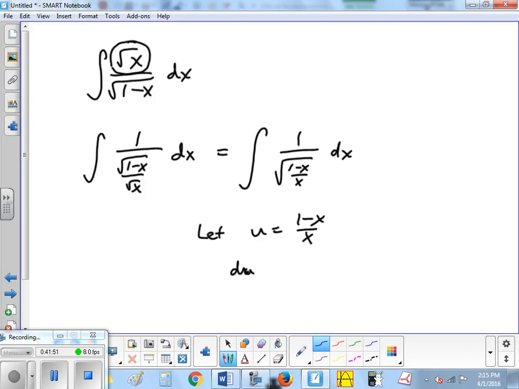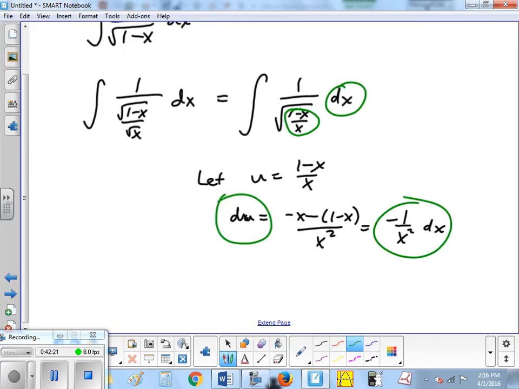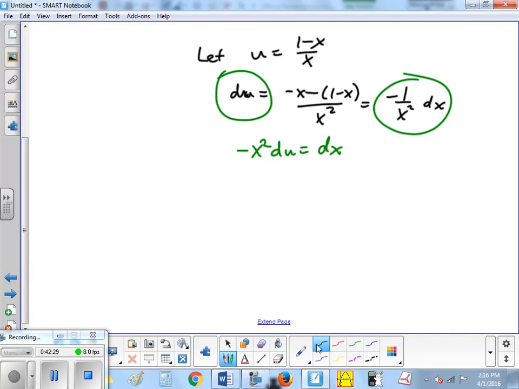du would be low d high minus high d low over low squared. In other words, it's negative 1 over x squared dx. So a quick substitution, let's see here. We would want to replace this part with u, and dx, let's see, what can I replace that with? Oh, here we go. I'll take this statement and I'll isolate dx. So negative x squared du is a good replacement for dx.